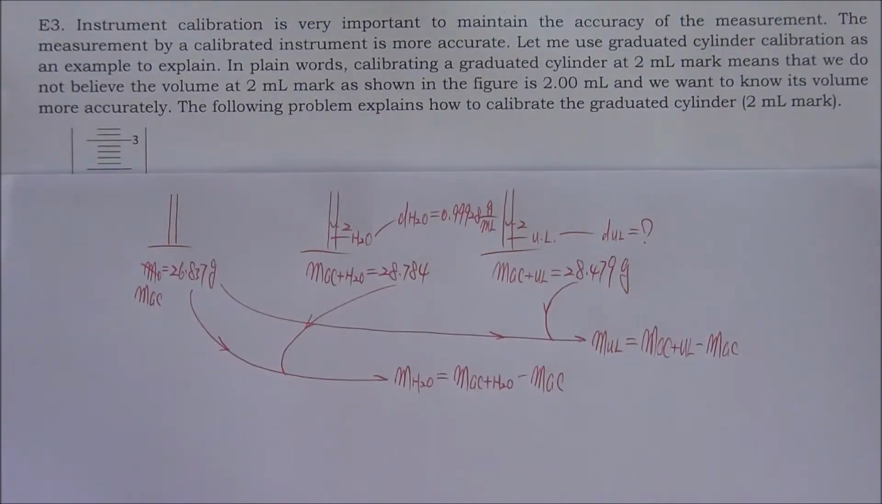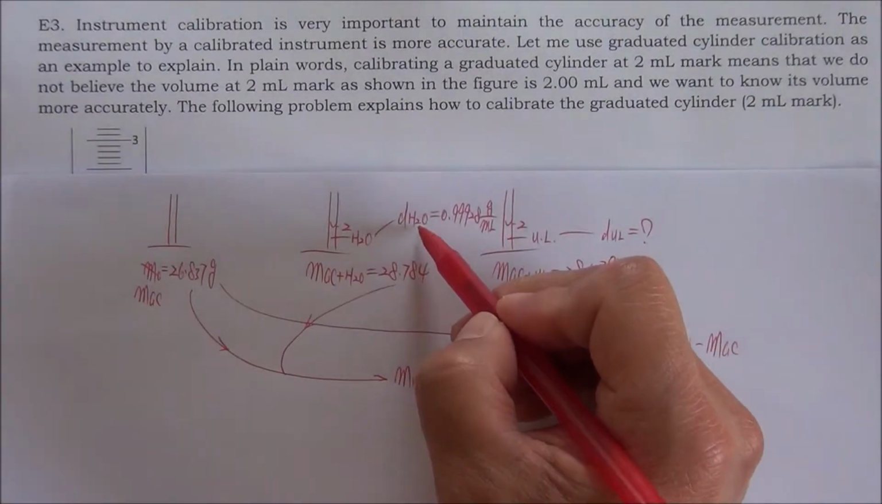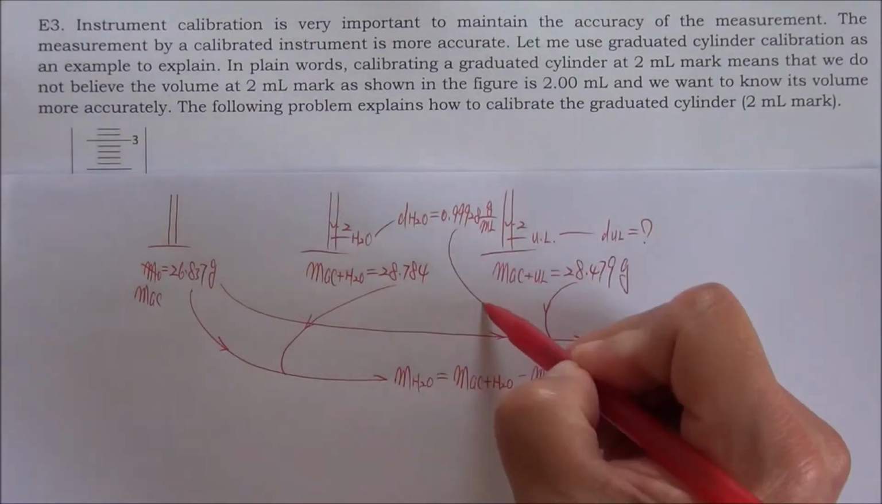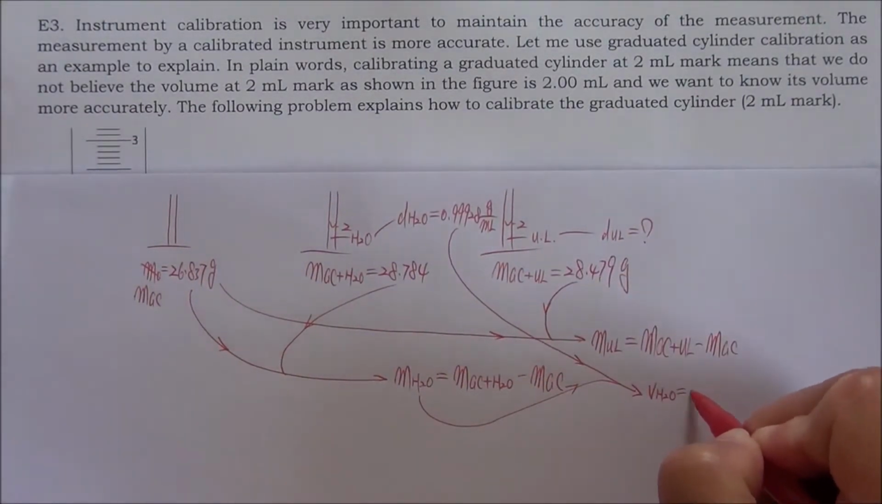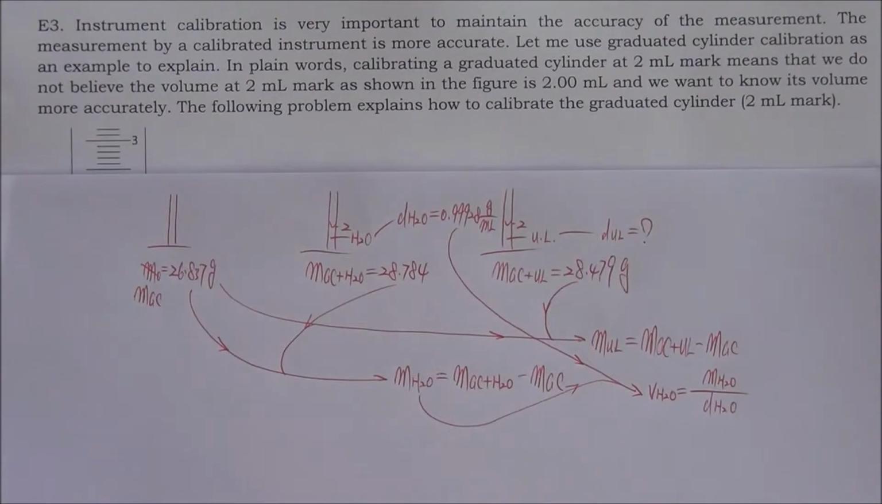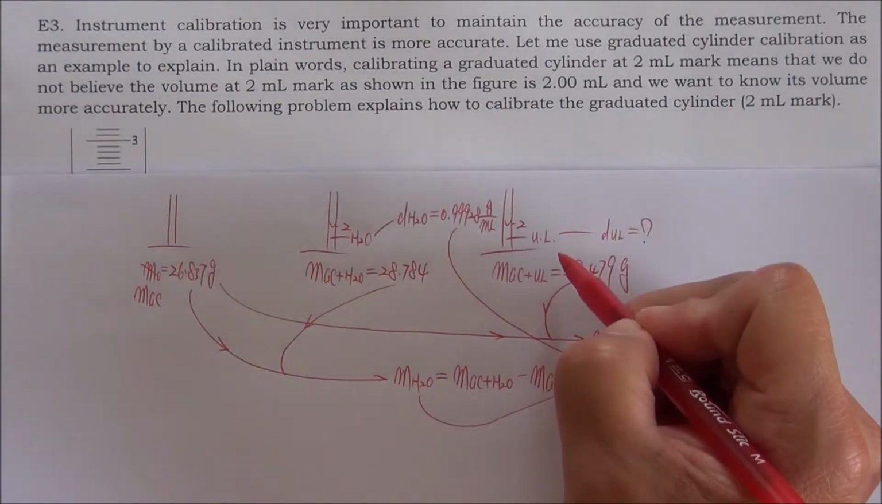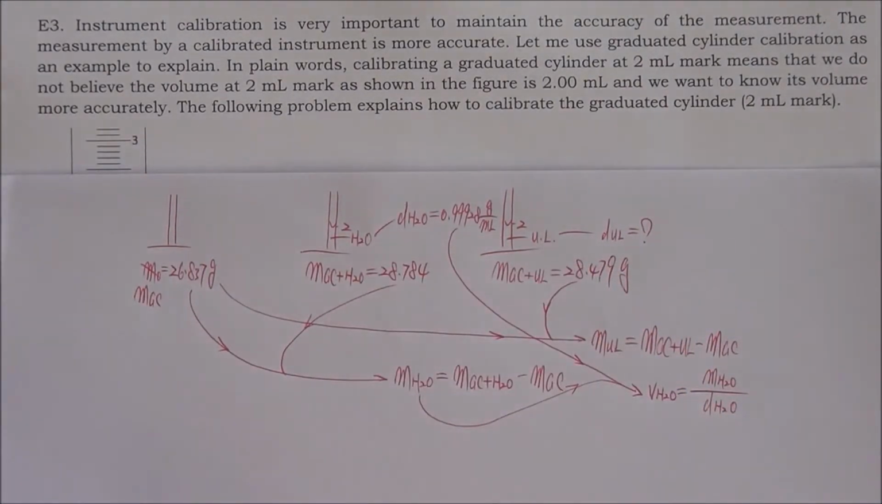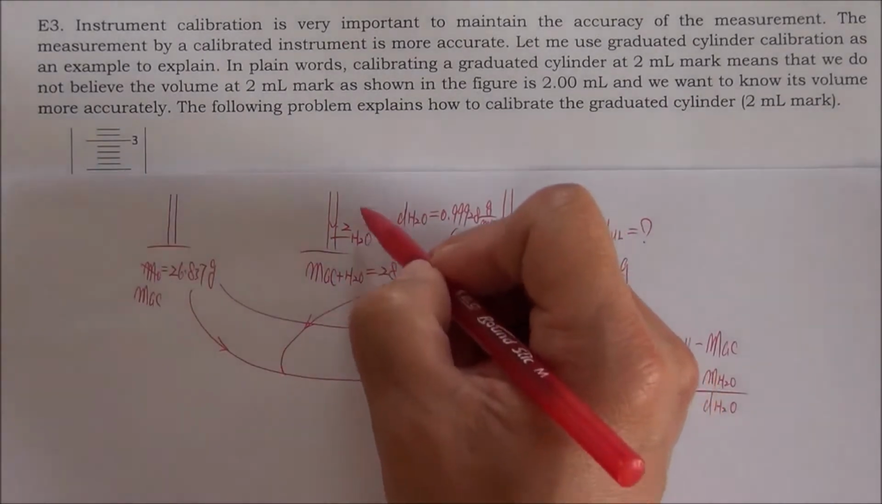Well, after we get the mass of the water only, since we know the density of the water, we can calculate the volume of the water. From the problem, we know that we add the unknown liquid to the same mark as when we add the water. Therefore, the volume of the unknown liquid should be equal to the volume of the water.